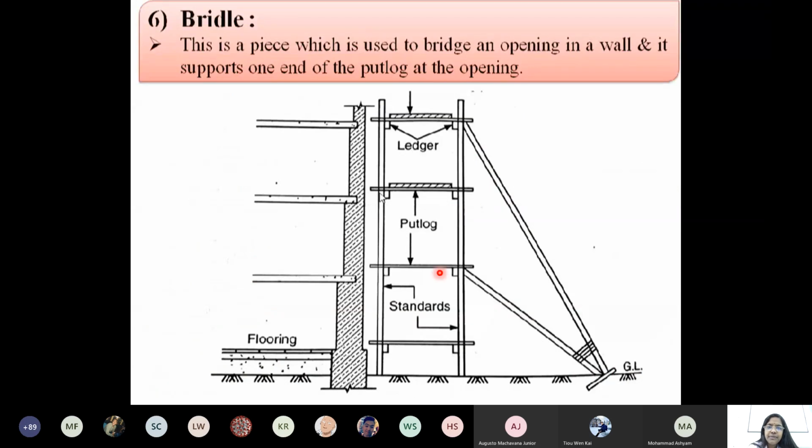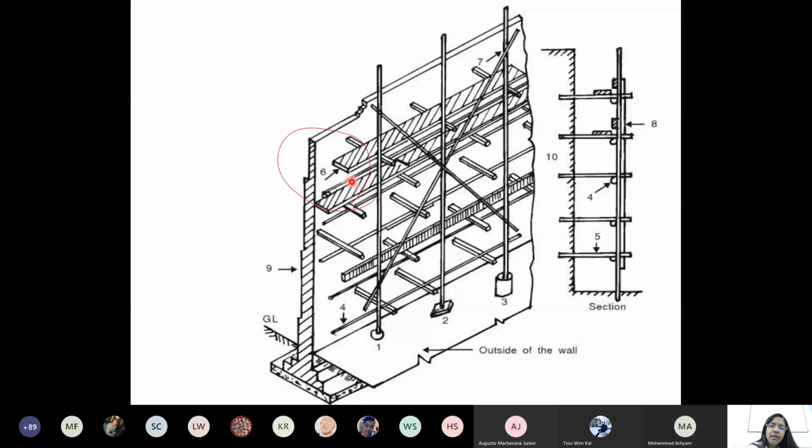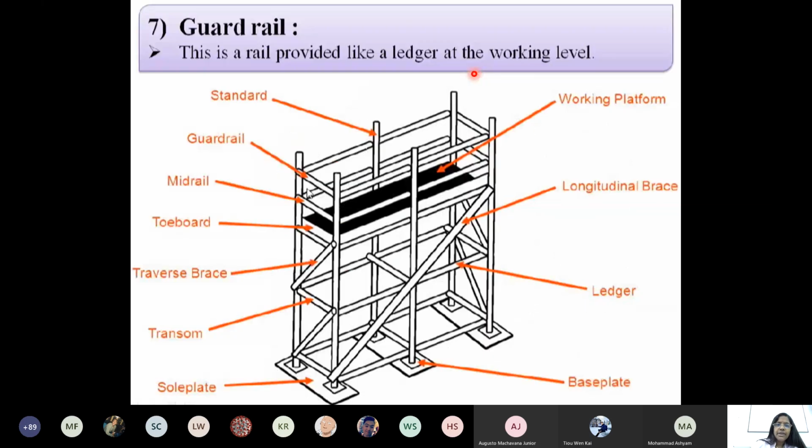Bridle. I'll show you the bridle here. Bridle will be this one, number 6. Number 6 is called bridle. Bridle is the slab, a wooden log or wooden board, which is kept on the putlocks. These are the putlocks. Onto the putlocks, the boards are there. The people will stand here and do the construction. It's like a toe board, but they call this a bridle. Bridle will be kept onto the putlocks.